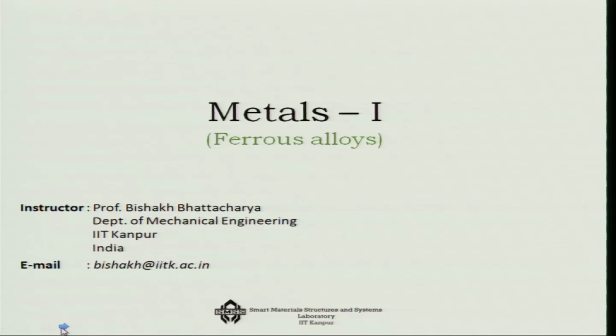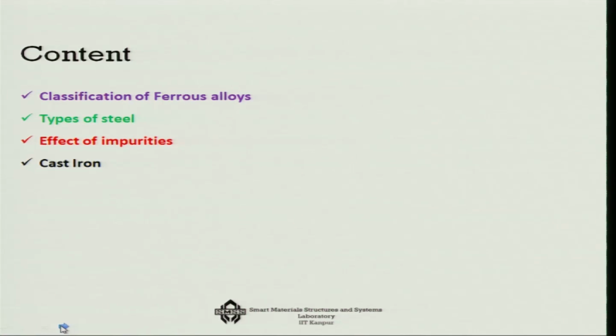So, in this particular lecture I am going to talk about classification of ferrous alloys, various types of steels, the effect of impurities, and also another iron based alloy, which is a composite, you can say it is not exactly an alloy, which is the cast iron. So, these are the things that we are planning to discuss today.